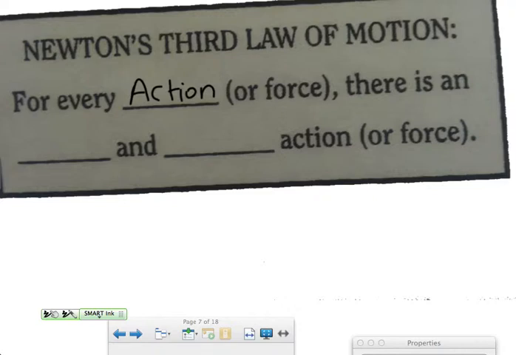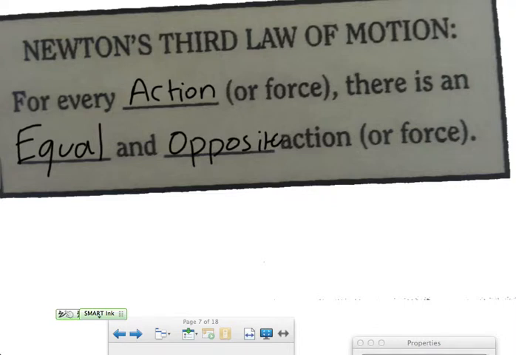If I put my hand out to shake your hand, you're going to react, which means you're doing the equivalent. You're doing the same thing that I'm doing, but you're coming from an opposite direction. So for every action, there is an equal and opposite reaction. Let's give Makai a round of applause.